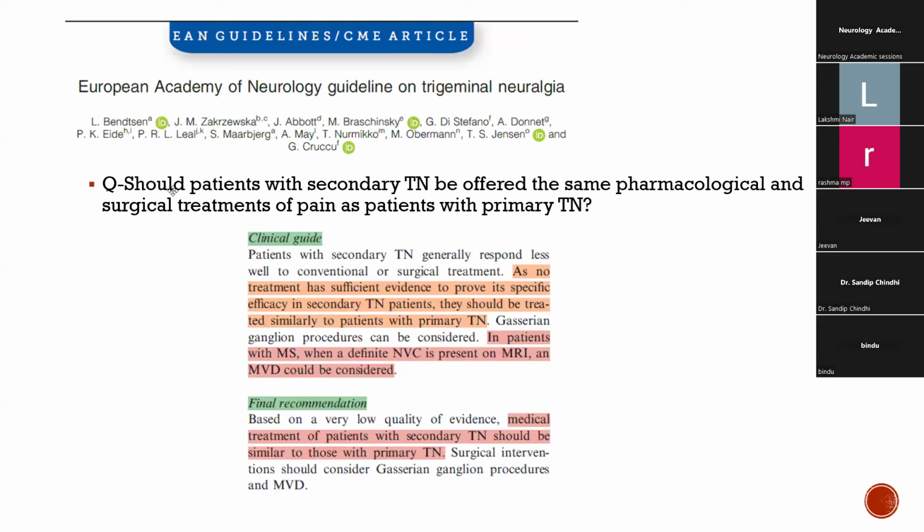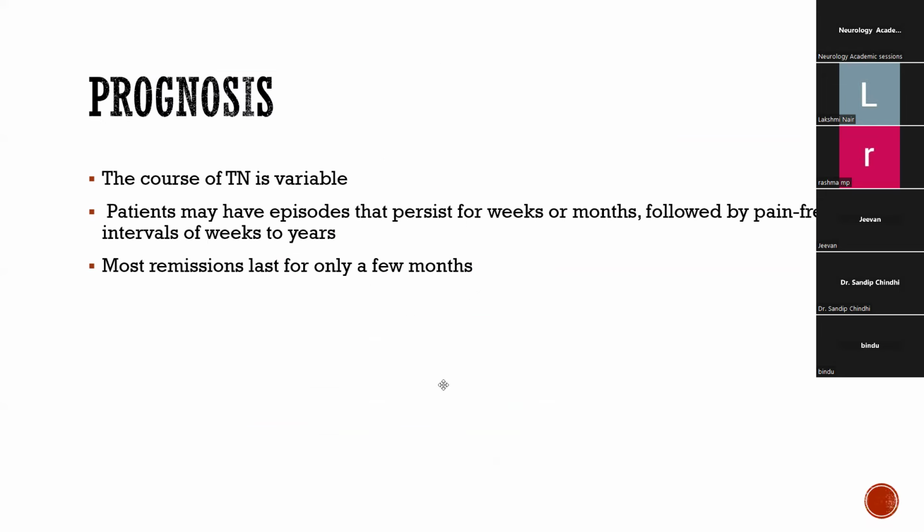So now, should patients with secondary trigeminal neuralgia be offered the same pharmacological as well as surgical treatment of pain? EAN's final recommendation, based on a very low quality of evidence, is that medical treatment of patients with secondary trigeminal neuralgia should be similar to those with primary trigeminal neuralgia. Surgical intervention should consider either Gasserian ganglion procedure or microvascular decompression. Now coming to the prognosis, it is variable in each patient.